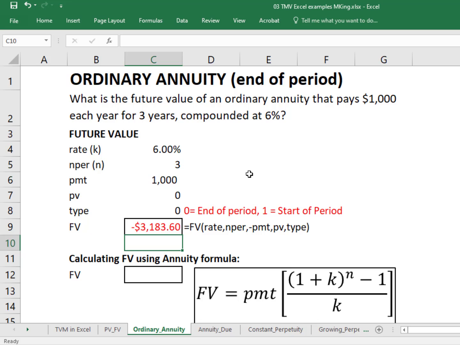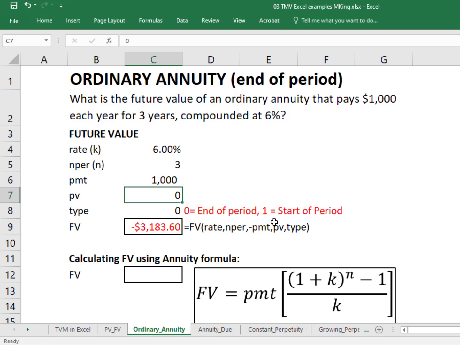$3,183.60. Notice that the value is going to be negative because the payments are positive. If we wanted the future value to be positive, we would have to have a negative number for the payments. This is a specific feature of Excel.